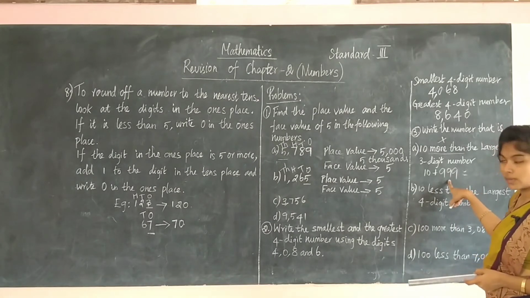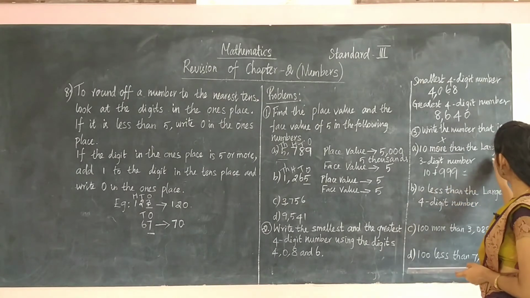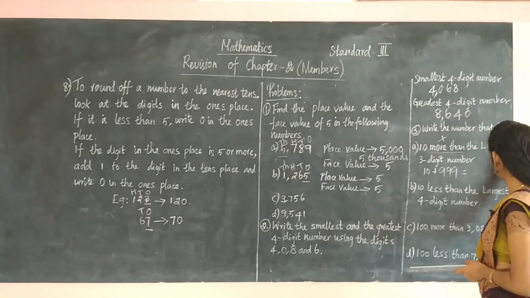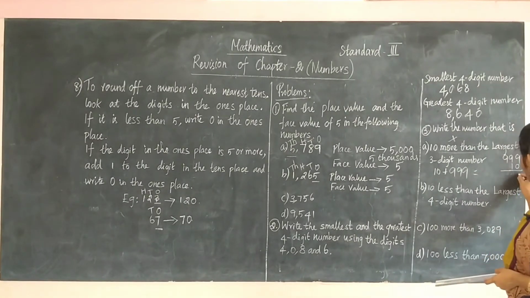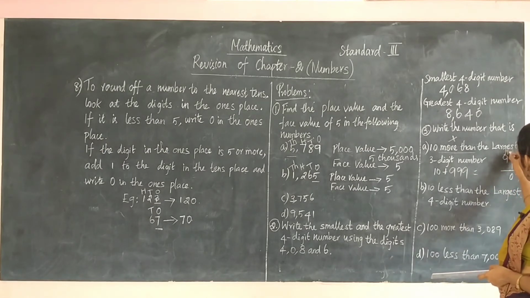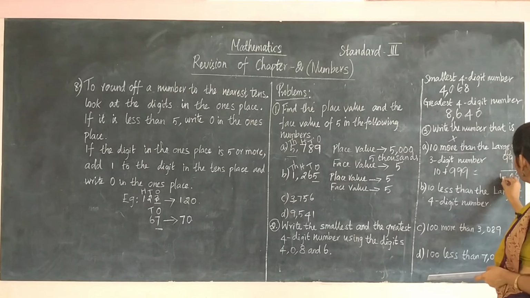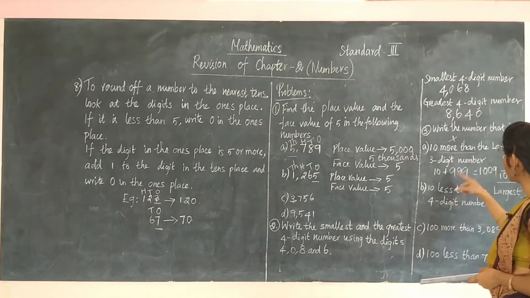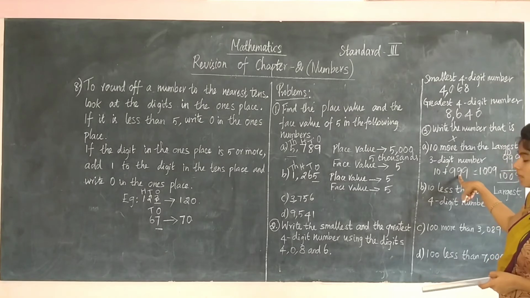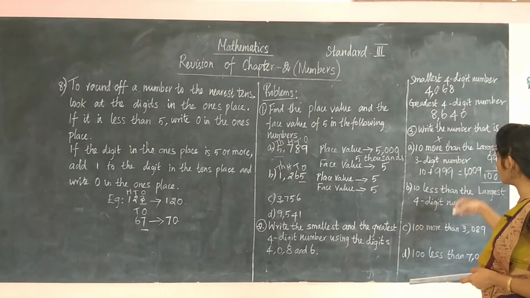We are adding 10, 1 in the tens place. What will you get? If you need, add and see. 999 plus 10. You will get 9, 9 plus 1 is 10. So 1 will be here. 9 plus 1 is 10. So 1009. This is the answer. Add 1 to this tens place, so you can get 1009 as the answer.